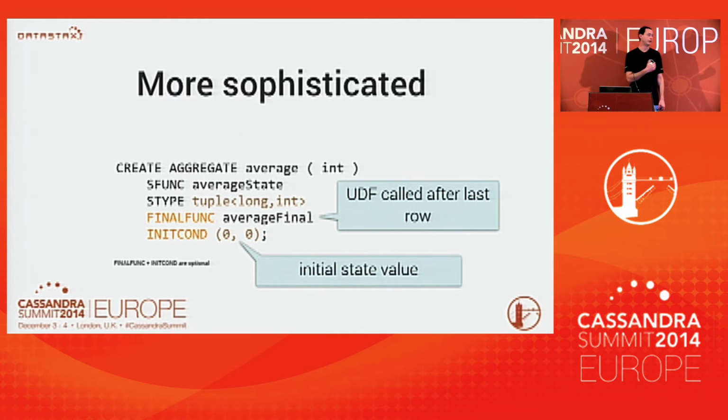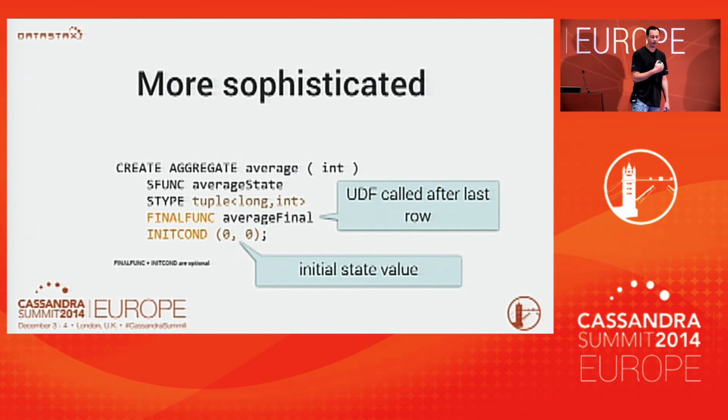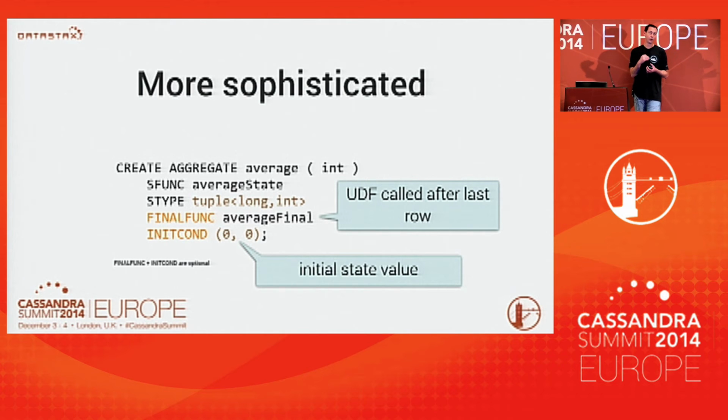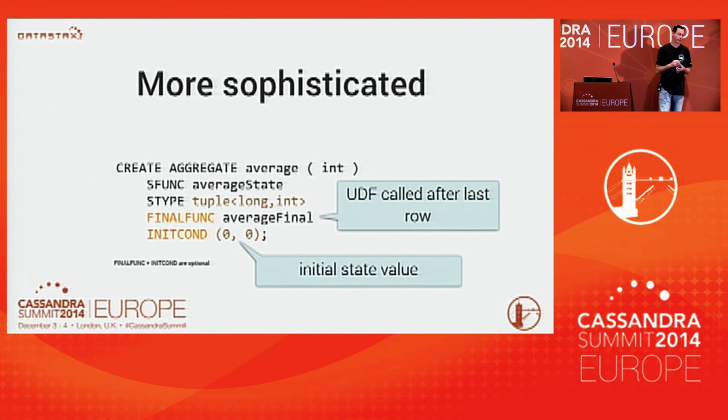It wouldn't work for something like an average. You have to sum and divide by the number of rows. So you need something that works after the last row to calculate something. It's called a final function. And here you can see, for example, that you can even use tuple types.